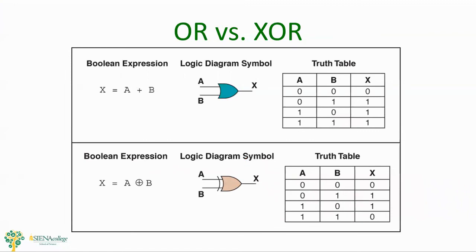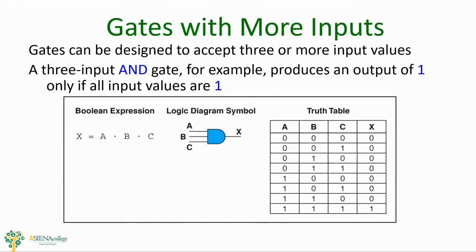Looking at OR versus exclusive OR, the OR will have an output of 1 if any input is a 1. The exclusive OR will have a 1 as an output only when there's a single 1 in the input. Gates can be designed to accept more than 2 inputs. For this course, we will have a maximum of 3 inputs.